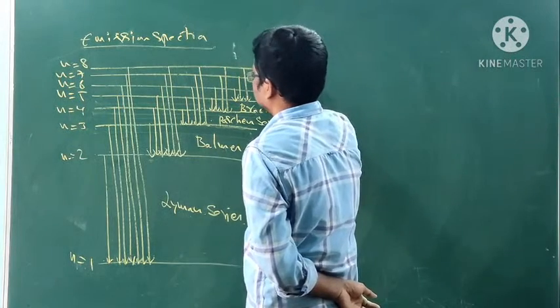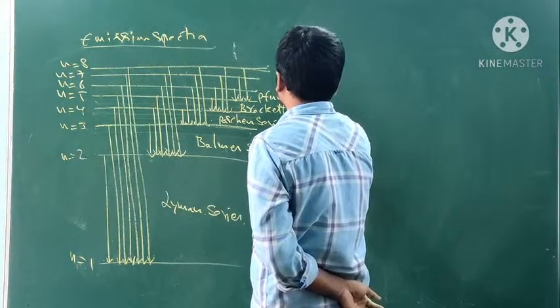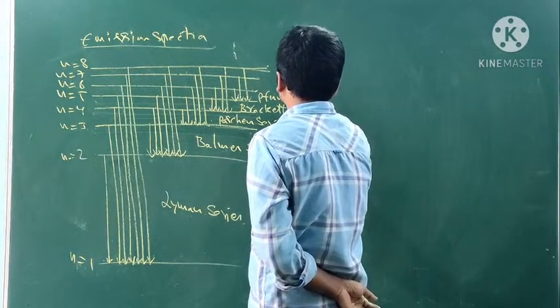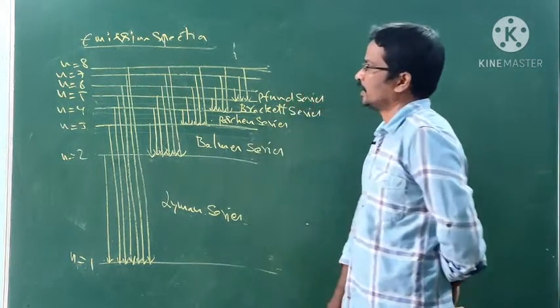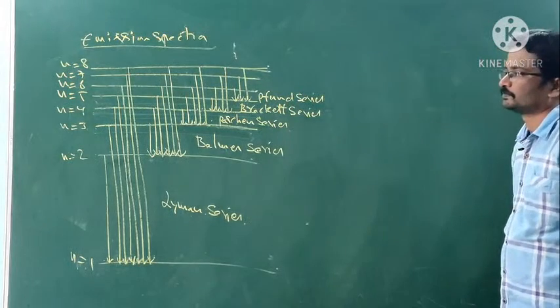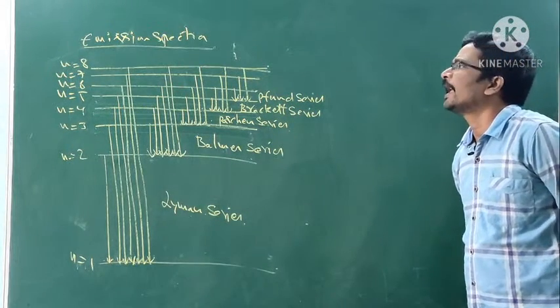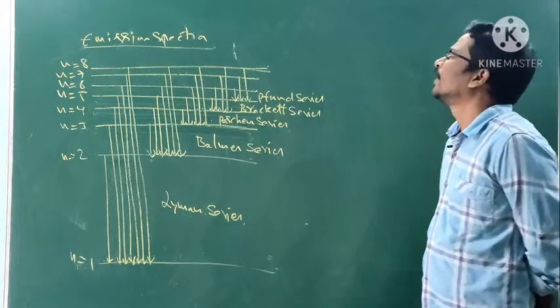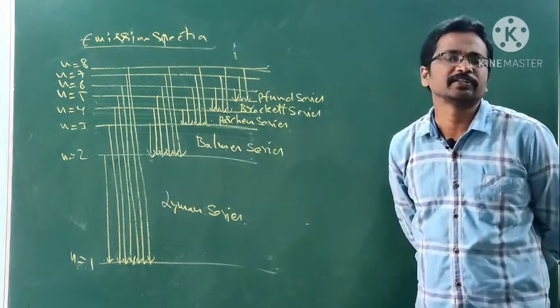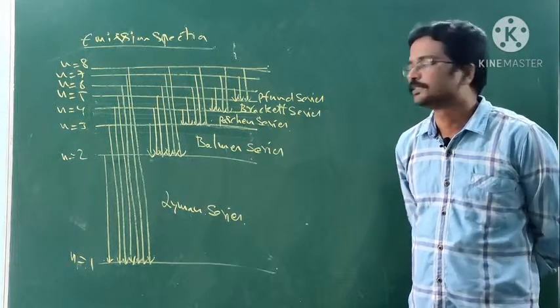It is also indicated as the Pfund series, Brackett series, Paschen series, like this you can understand. Emission spectra. Sir, what about the absorption spectra? Did you write the absorption spectra for this hydrogen atom? You may write it.